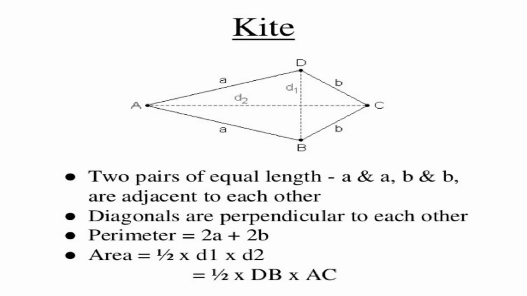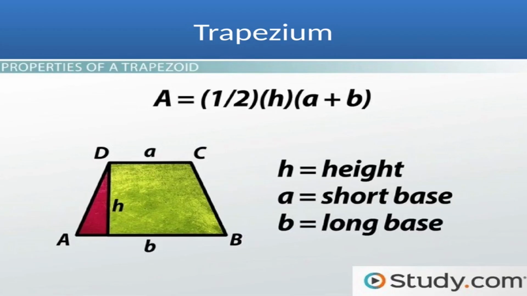Next please, trapezium. At last we have derived the area of the trapezium, that is 1 by 2 into height into (a plus b). Here h denotes the height and a, b denote the parallel lines; here they are given as short base and long base, but both represent the parallel lines. This is the formula for a trapezium or trapezoid.